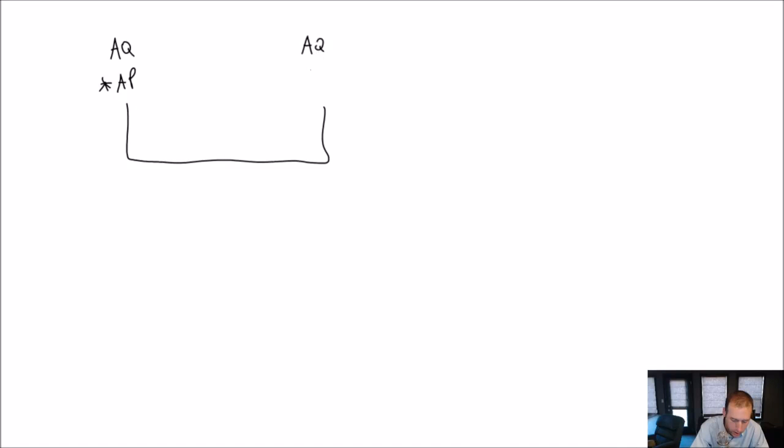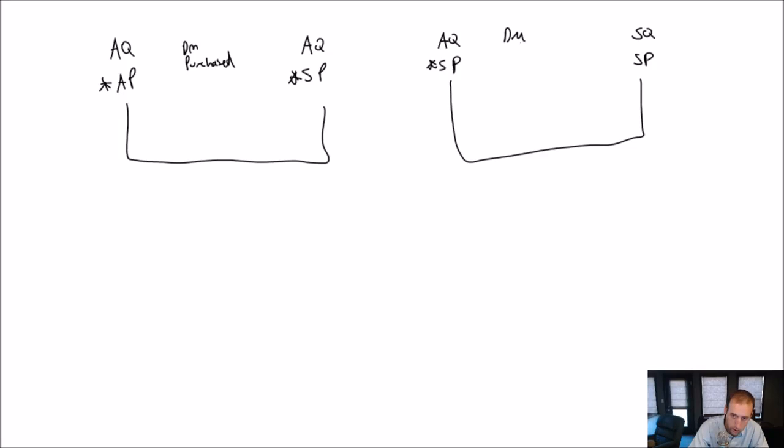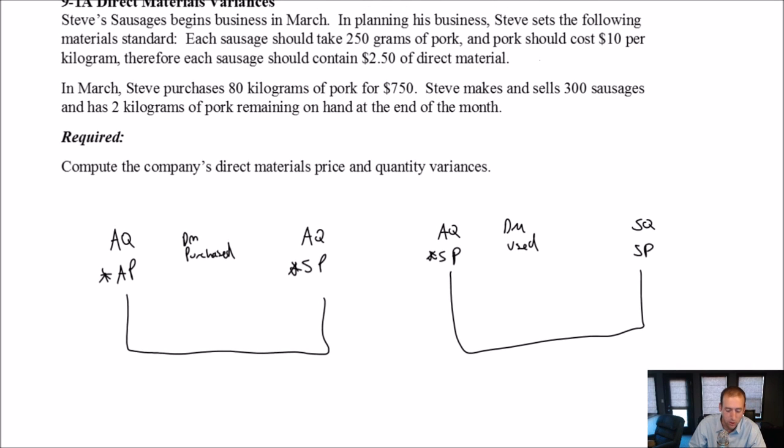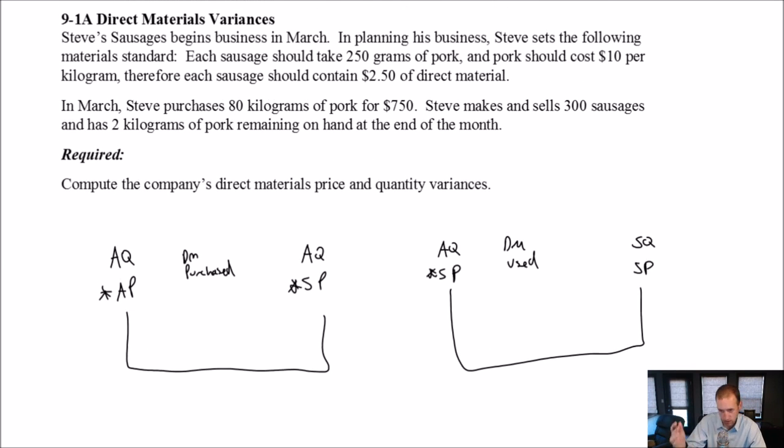AQAP, AQSP, and then on the right side, again, AQSP and SQSP. And remember that the left is for direct materials purchased, and the right one is for direct materials used. We'll explain it as we go, but I like to do that little setup before I even begin, because it makes life so much easier when doing my materials variances, or as we'll see for 9.2, my labor variances, or for 9.3, my overhead variances.